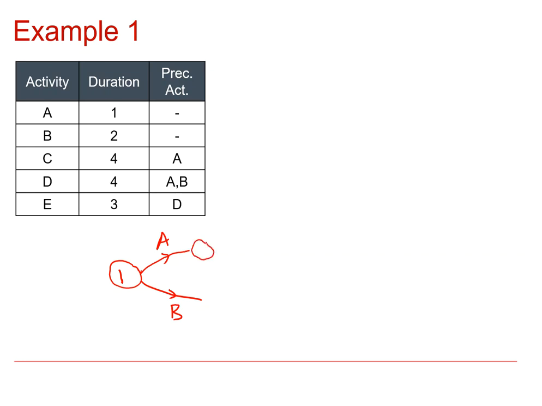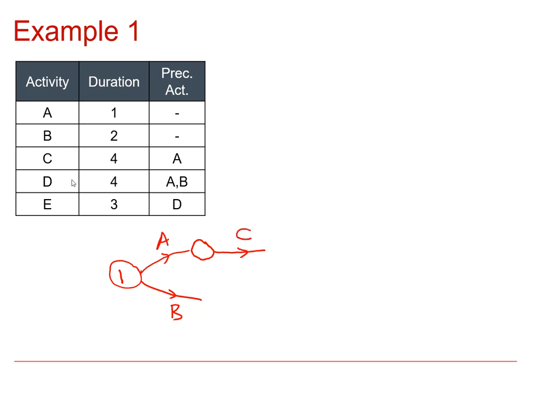We'll wait for a moment before we number these nodes, because we need to make sure that the numbers are such that activities are always going from a smaller number to a larger one. So sometimes it's worth just waiting before you put these numbers in. But we know that activity C has to happen after activity A, so we can have activity C coming from there.